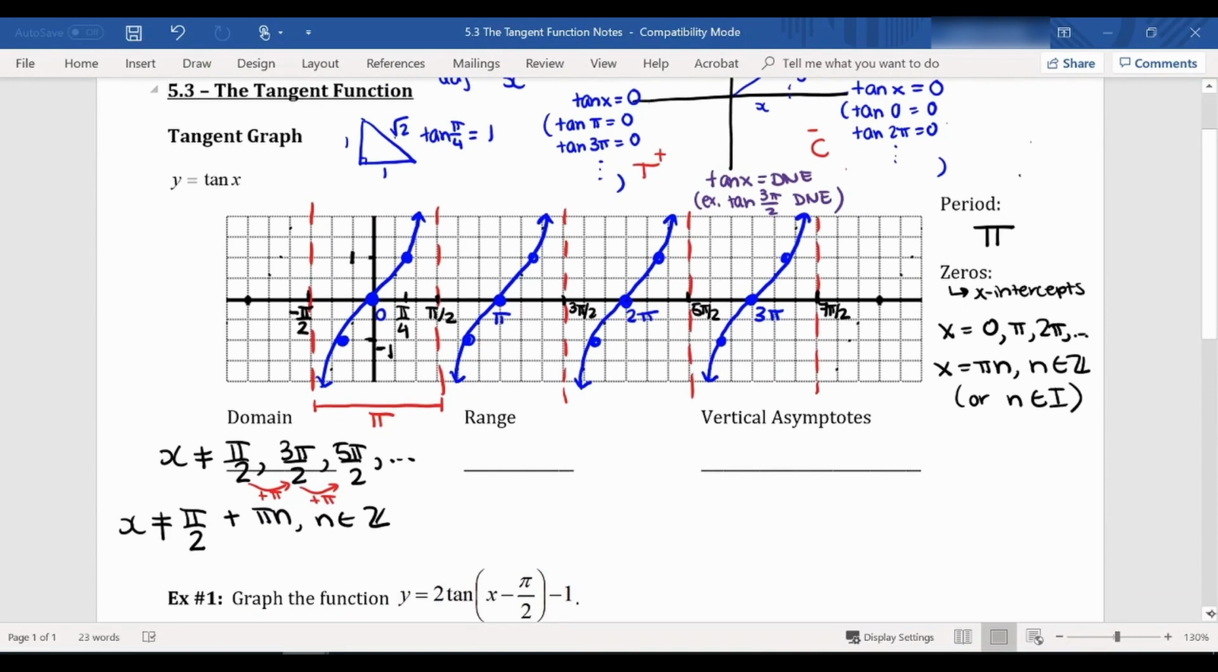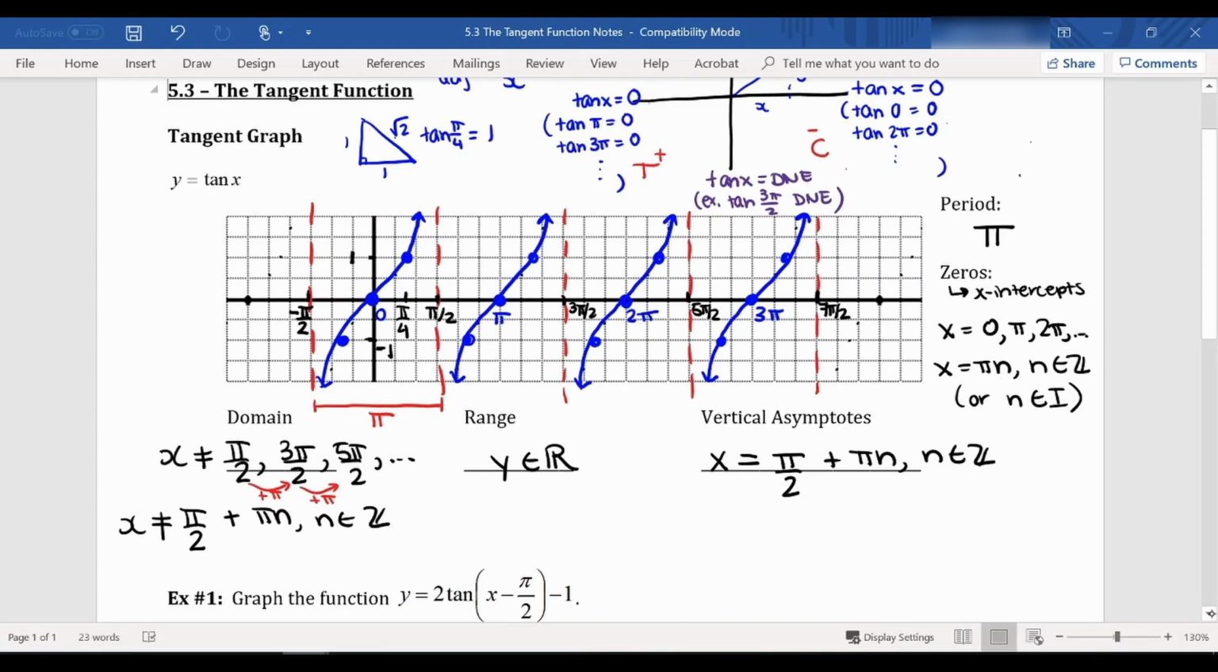Our range, you can see from the graph, it goes up forever and down forever. So our range is all real numbers. And our vertical asymptotes, well, we just said that on the domain. So instead of saying x can't equal, this is the equation of the asymptote. So we're going to write x does equal pi over 2 plus pi n, where n is an integer.